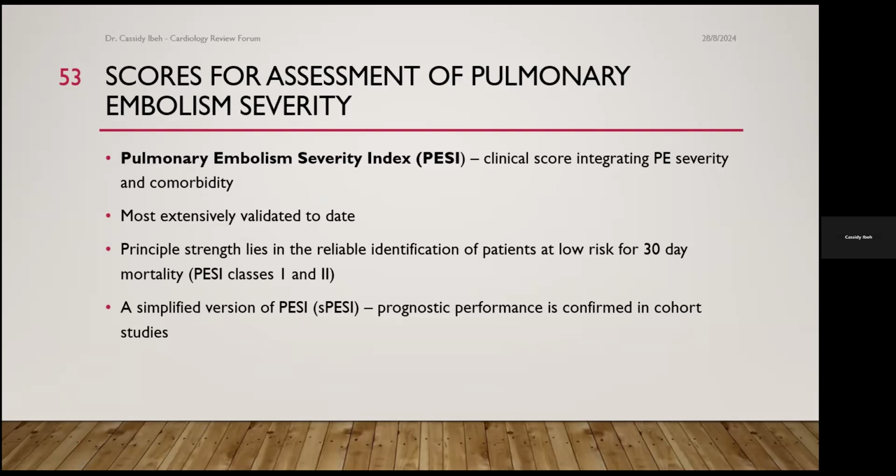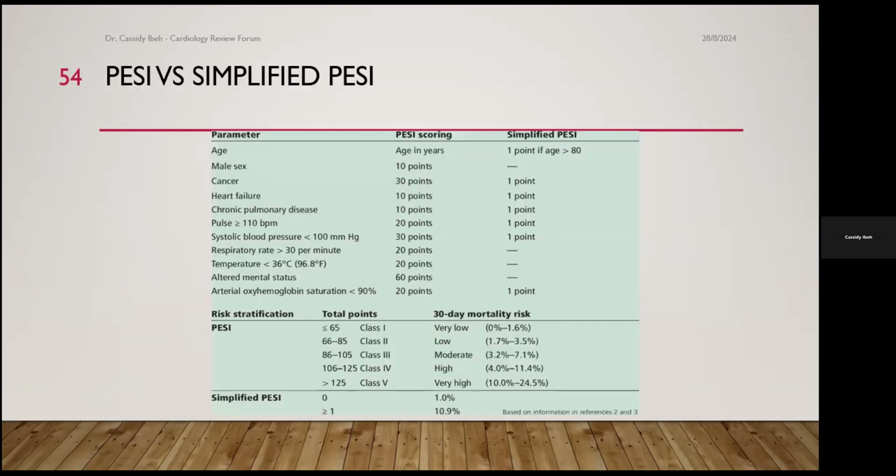We also have the simplified version, whose prognostic performance has been confirmed in cohort studies. So this is the Pulmonary Embolism Severity Index and the simplified one. Here you're looking at these parameters: the age, the male sex, the cancer. Of course, each of them gives you a different score. So if the patient has any of these, the score will be assigned to it.